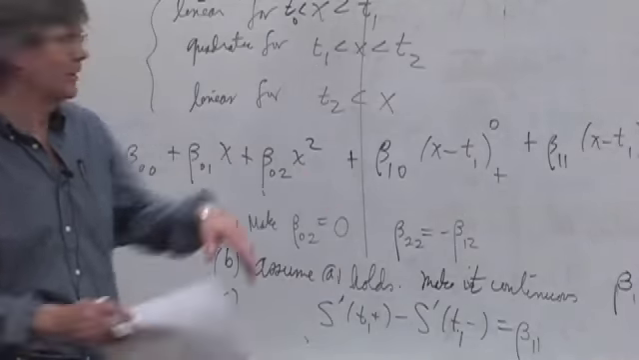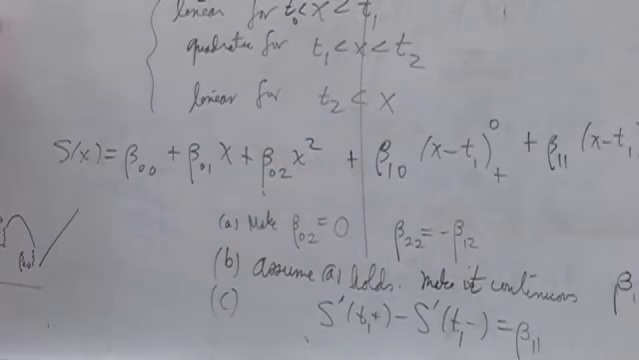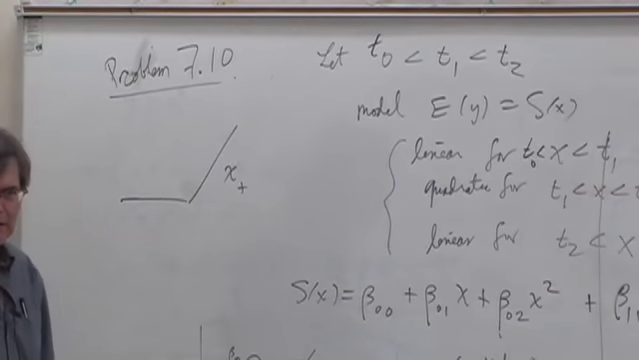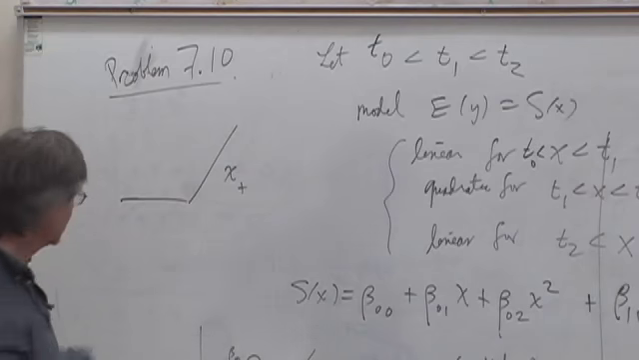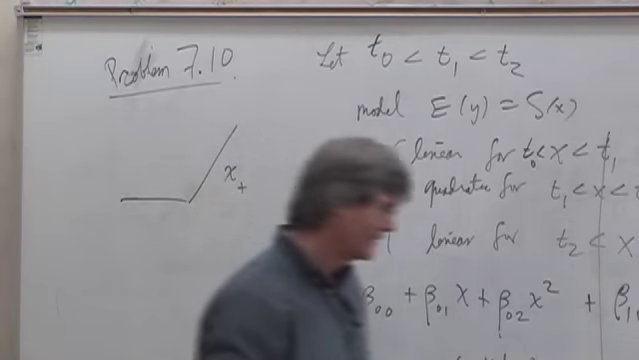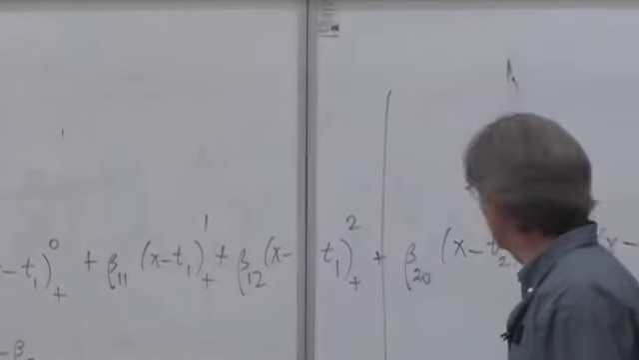Because this is like the absolute value function. You have this for x plus. That doesn't have a derivative at x equal to 0. It's undefined, but the limits exist. So you get beta 11 there, and similarly over there, you get beta 21.